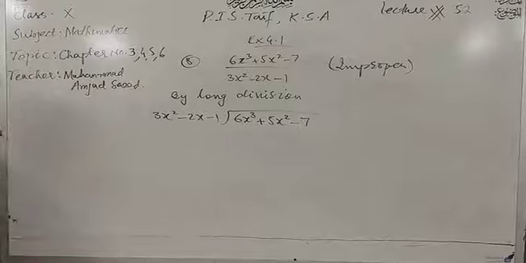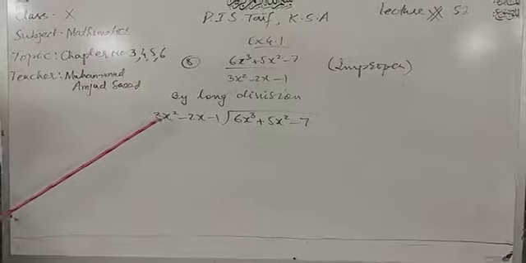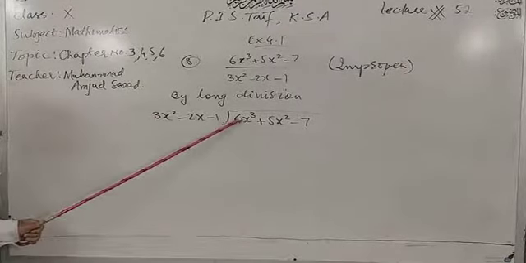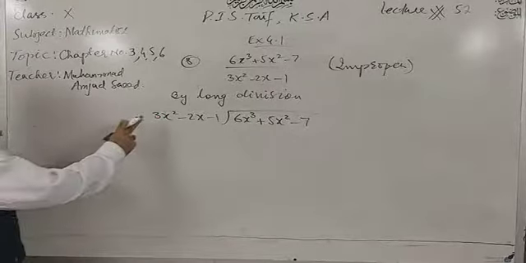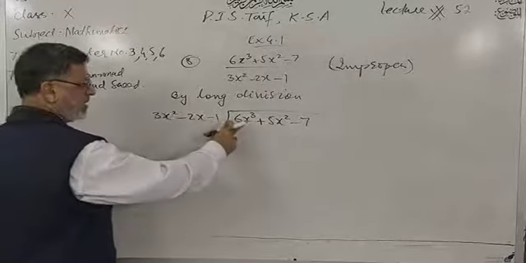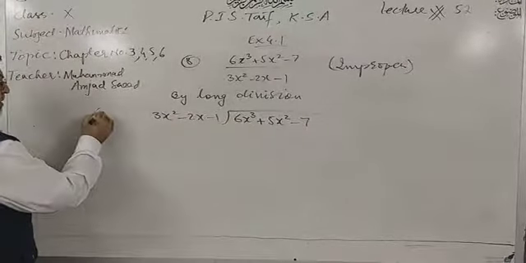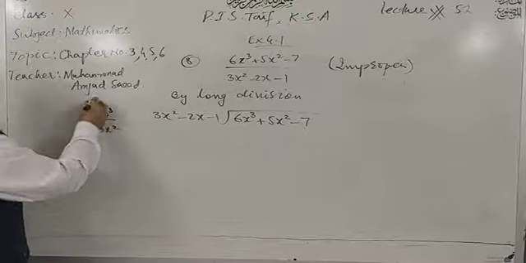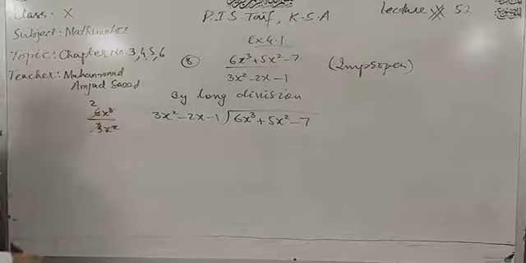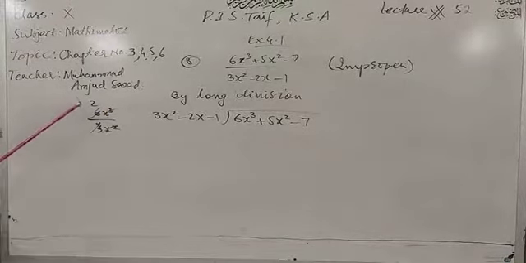Now with the help of 3x square, we have to make 6x cube. How would you make it? With the help of 3x here, you will make 6x cube. So 6x cube over 3x square, 3 to the 6, this 2 cancelled. So dear students, your required term is 2x.